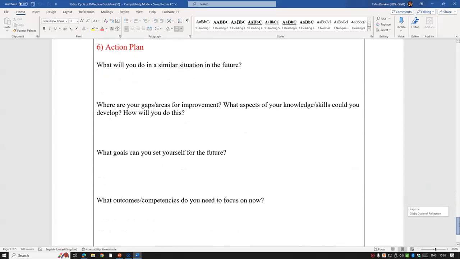And then we finish with the last part, action plan. This is the last part. What will you do in a similar situation in the future? Come up with some action points. These should be clear, specific action points. Yeah? Identify these action points. Make a list of them. These should be a clear list of actions.